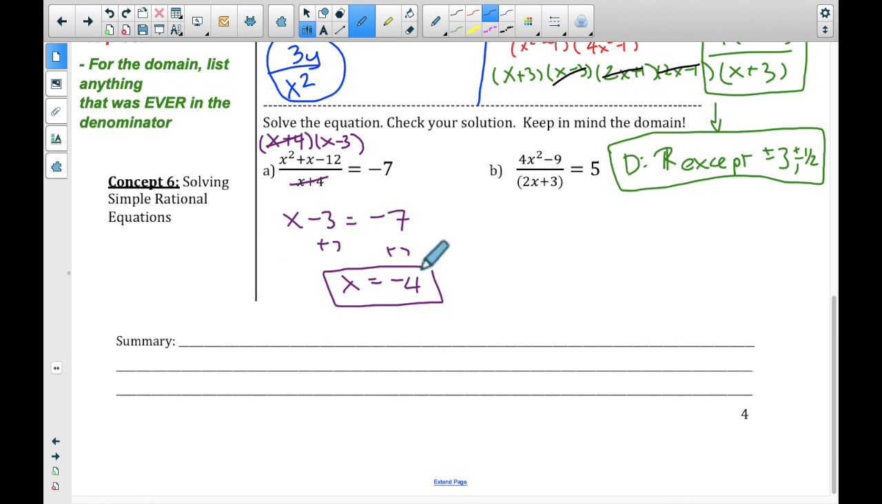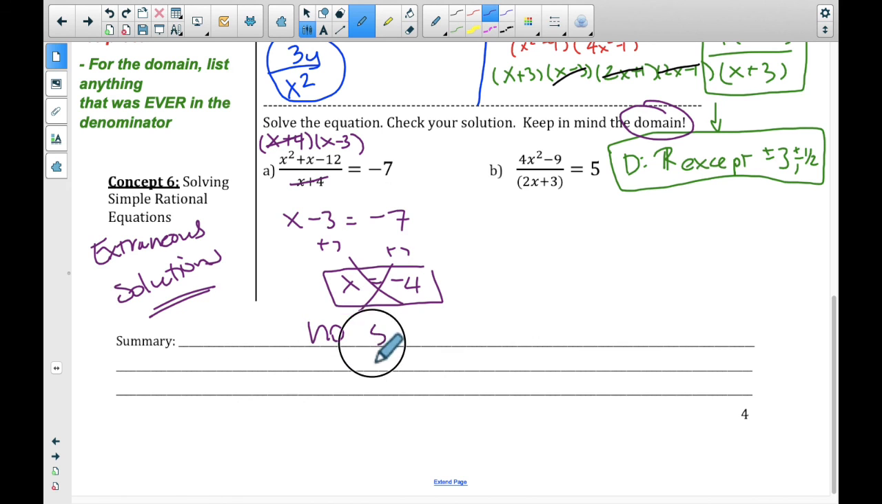However, we have this thing called extraneous solutions. And the extraneous solutions are something that looks like a solution, like that sure looks like it worked, but we have to keep in mind the domain. What's the domain here? Domain here is all real numbers except negative 4. How come? Because if we plugged in a negative 4, we would get a 0 in the denominator, and that would not work. So this one actually is no solution.